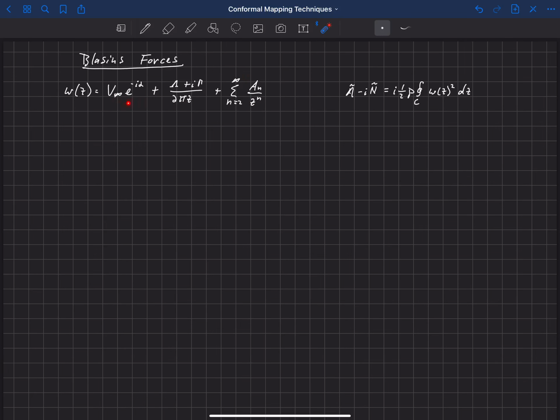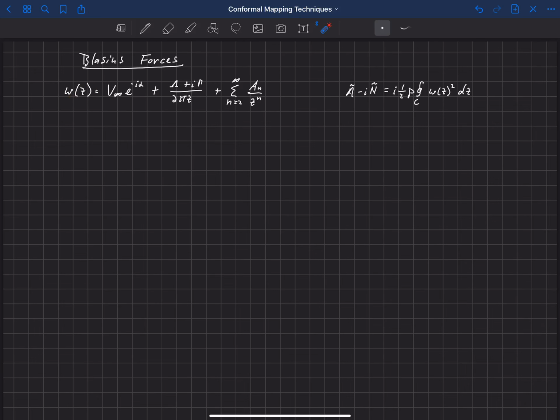This is the zeroth coefficient, so z to the 0. And this was z to the first power here. You see that z in the denominator. And then the rest of the series is from 2 to infinity. So anyway, it turns out that that was the only coefficient that was related to the net flow and the circulation.